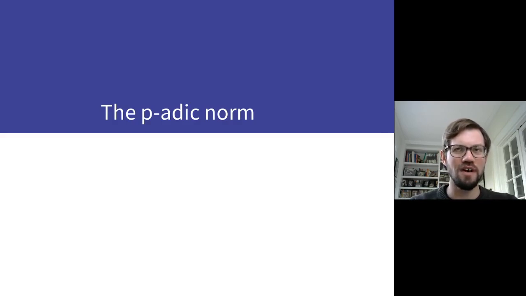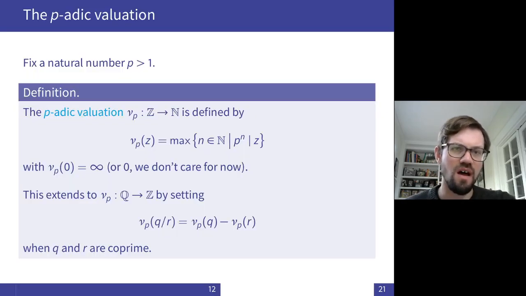So what if we run this completion process on the rational numbers using a different absolute value? What do we end up with? Well, it depends on what that absolute value is. So the next thing we're going to do is introduce a new absolute value, which we call the p-adic norm. The p-adic norm is actually a family of absolute values. We have one for every prime number p.